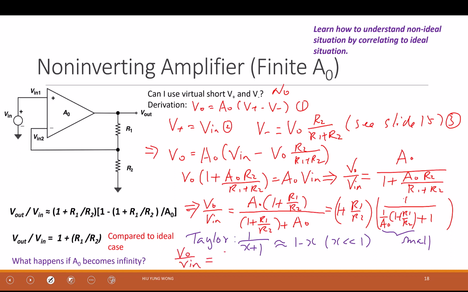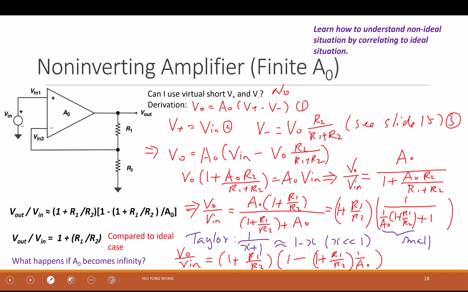This one equals 1 plus R1 divided by R2. The whole thing becomes 1 minus this term, which is 1 plus R1 divided by R2, divided by A0. And that is what I have here. Now, I know this is too much math. Don't worry if you cannot follow now. You just go back. I'm sure you can follow.